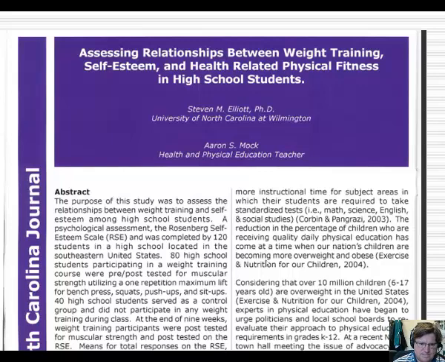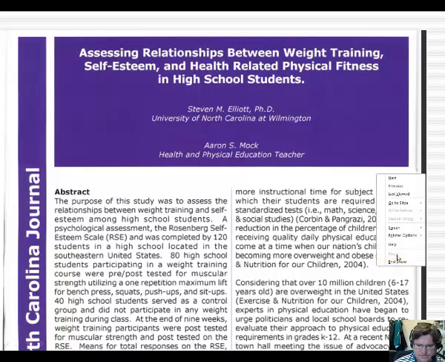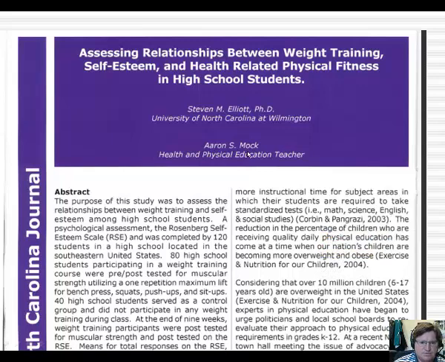So here's some examples from studies that I've done and some of my colleagues have done. And this one was actually with a local PE teacher, because we did it in his school. Our title was Assessing Relationships. This was a relationship question between weight training, self-esteem, and health-related physical fitness in high school students. And in our abstract, we went straight in with our purpose statement. The purpose of this study was to assess the relationships between weight training and self-esteem among high school students.